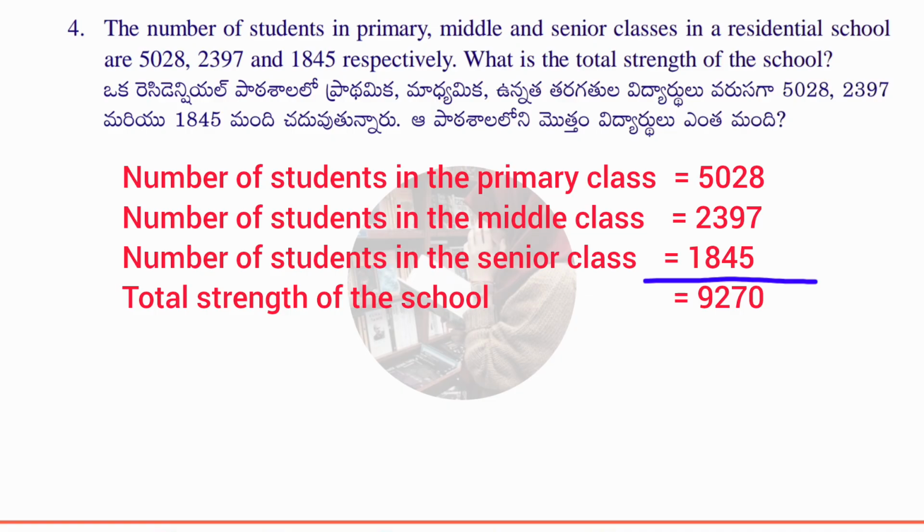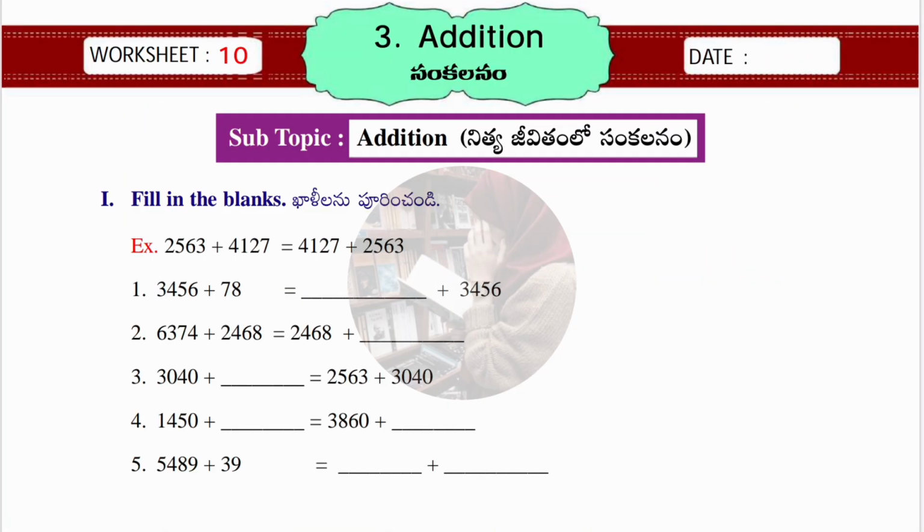And now we'll move to the next worksheet, that is worksheet number 10. Here the subtopic is addition. Let's see first Roman, which is fill in the blanks. Here one example is given: 2,563 plus 4,127 is equal to 4,127 plus 2,563. Are you getting this?